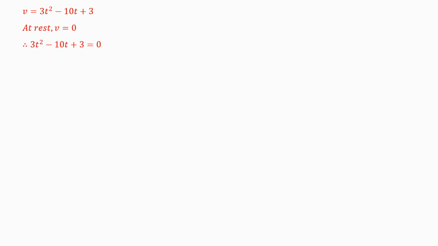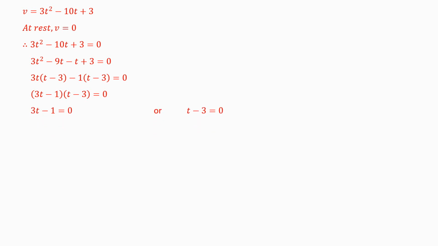The factors of 3 times 3, whose summation is negative 10, are negative 9 and negative 1. So we have 3t squared minus 9t minus t plus 3 equals 0. We factor out 3t. We have 3t into t minus 3, minus 1 into t minus 3, equals 0. 3t minus 1 into t minus 3 equals 0. Therefore, 3t minus 1 equals 0, or t minus 3 equals 0.